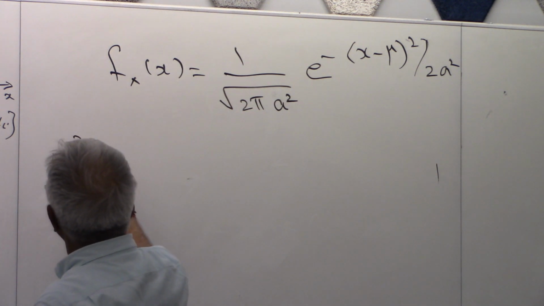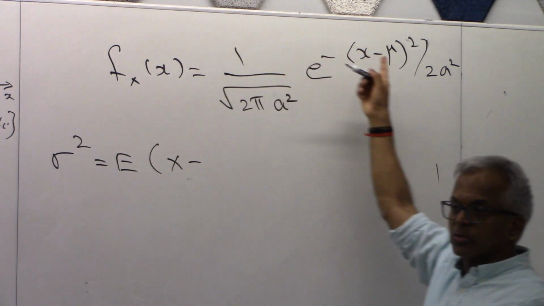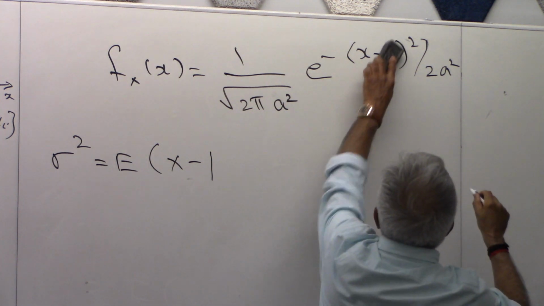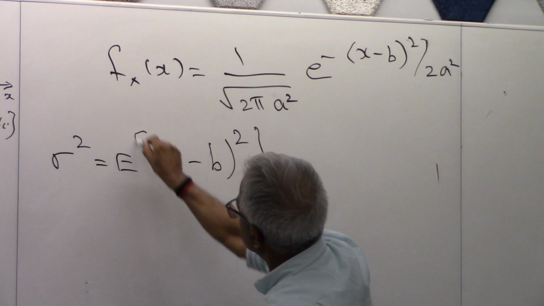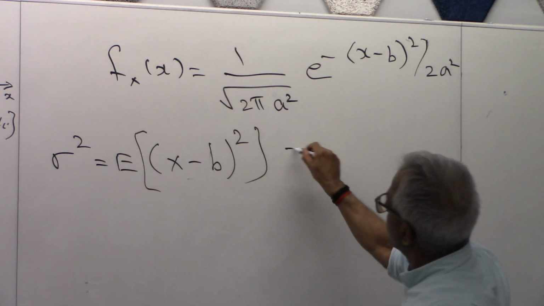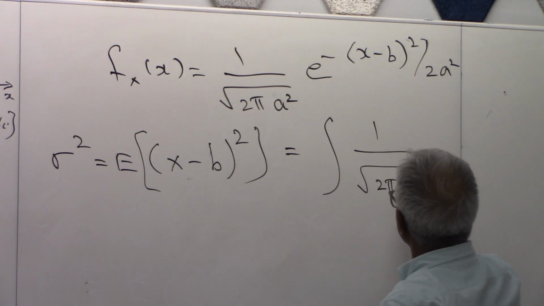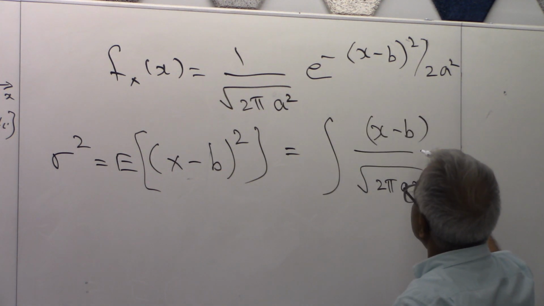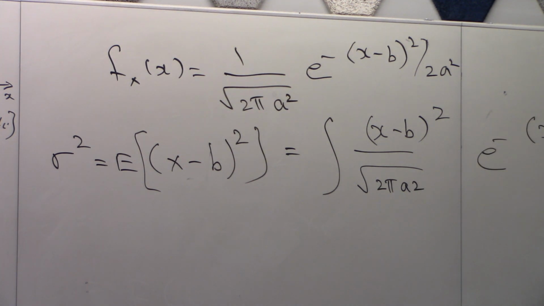So variance is the expected value of (x minus mean). What's the mean of this? Anybody? We just went through this. Mean is mu. Or if I had b here, mean is b, right? Squared. So we need to compute this. I'm going to substitute by definition. So this is 1 over square root of 2 pi a squared, (x minus b) the whole squared, e to the power minus (x minus b) the whole squared over 2a squared.